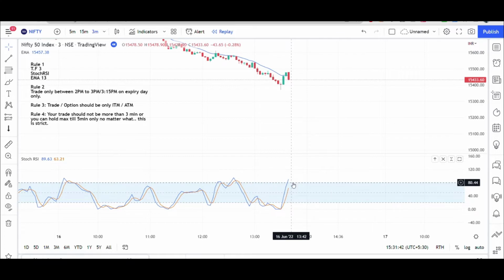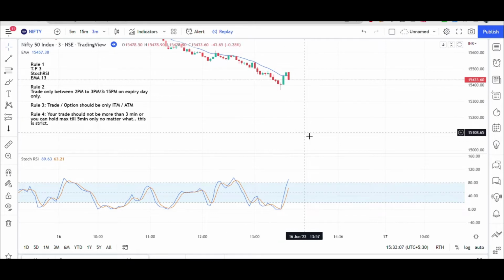And whenever it is going above this 80, then you will exit all your calls or all your buys, no matter what, and you will get ready to get into your PE trade. Like you will start to buy puts, or you can go into the sell trade. So this is just the two conditions of this stochastic.